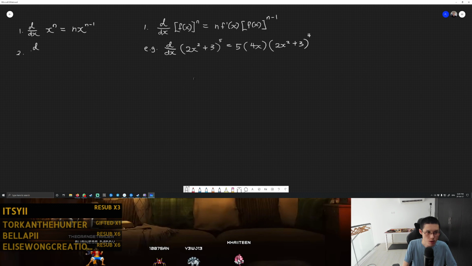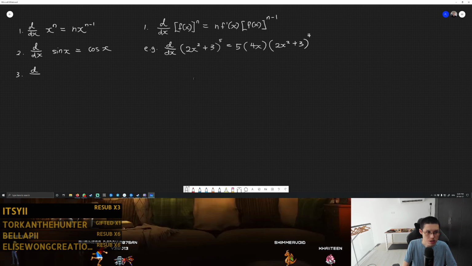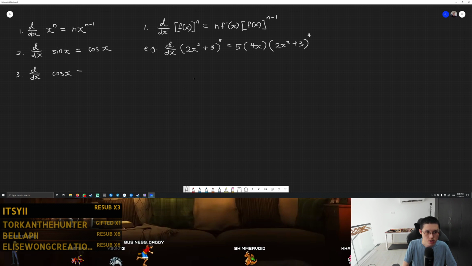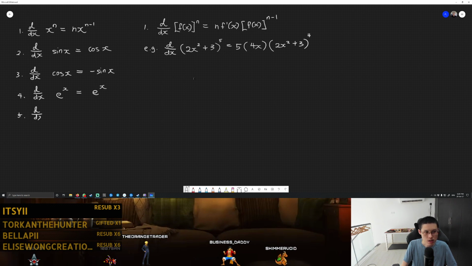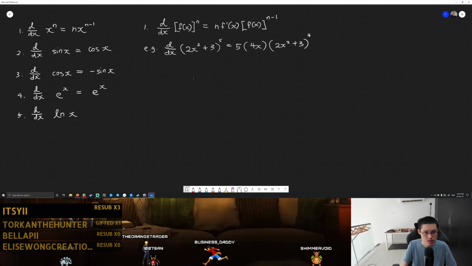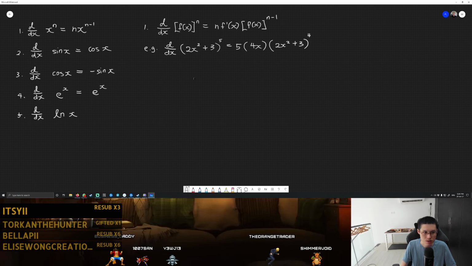The second one is, if you differentiate sine x, you would actually get cos x. And then the third one is, if you differentiate cos x, you would get negative sine x. And then you also have, if you differentiate the exponential function e to the power of x, you would get the same thing. And if you differentiate ln x, not log base 10 or log base something else, it has to be log base e, ln, you would get 1 over x.